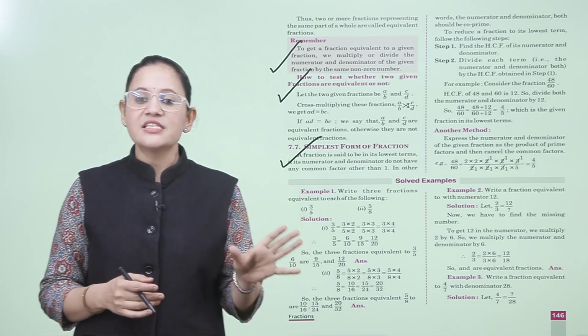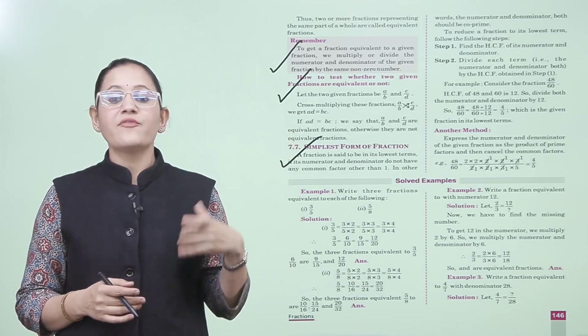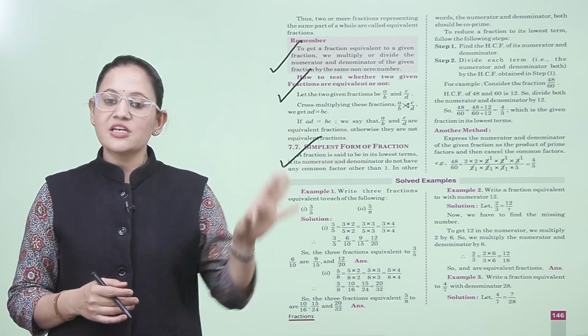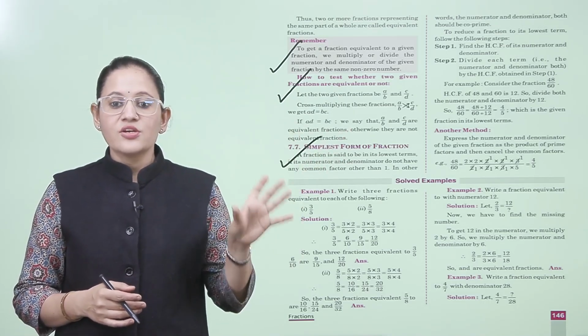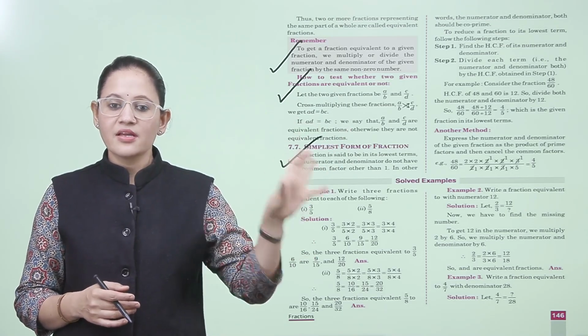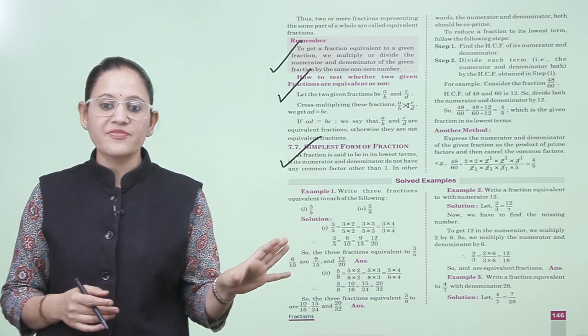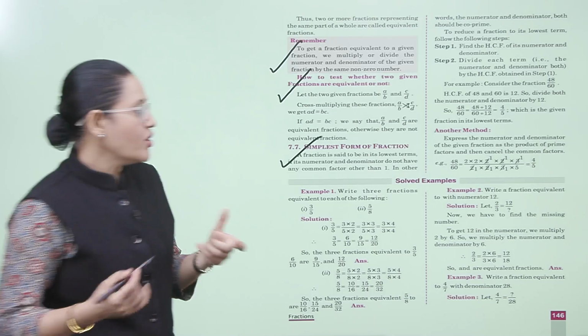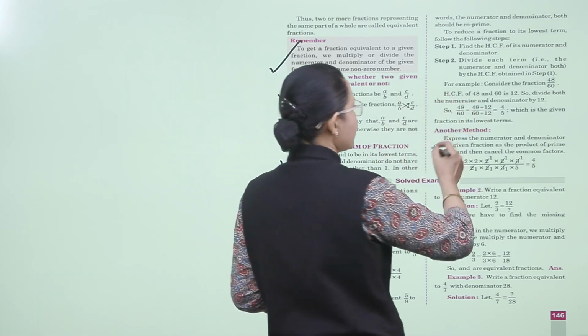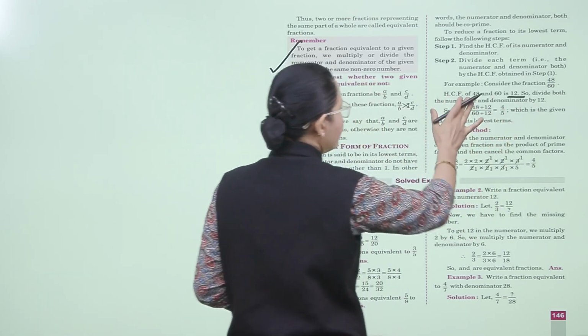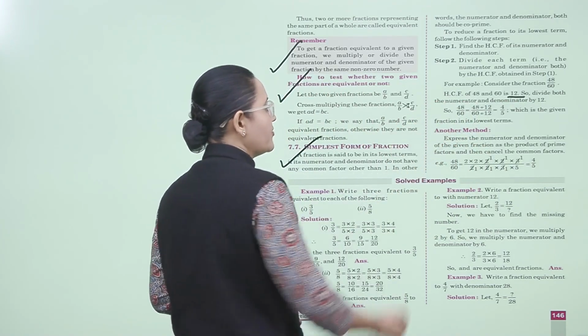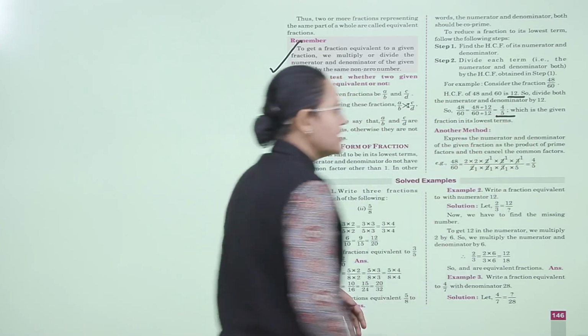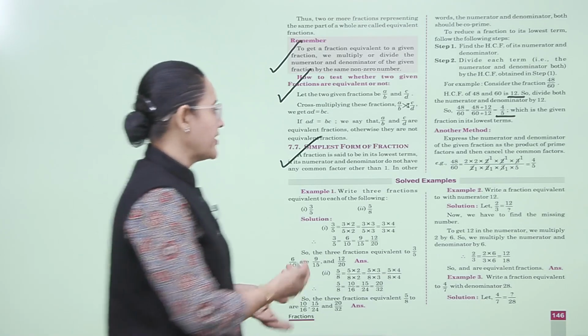To reduce the fraction to its lower terms, follow these steps. First, we will find the HCF of numerator and denominator. Now we will divide both the numerator and denominator by their HCF. So we will get the lowest form. For example, consider the fraction 48 by 60. Their HCF is 12. So we will divide 48 and 60 both by 12, we will get 4 by 5. That is the simplest form of the given fraction.